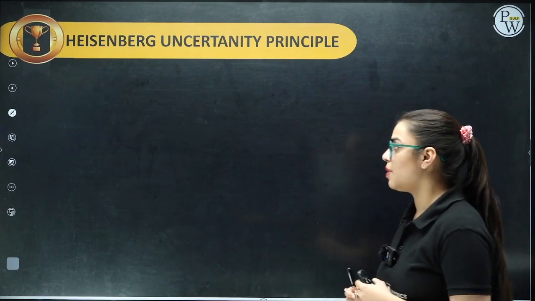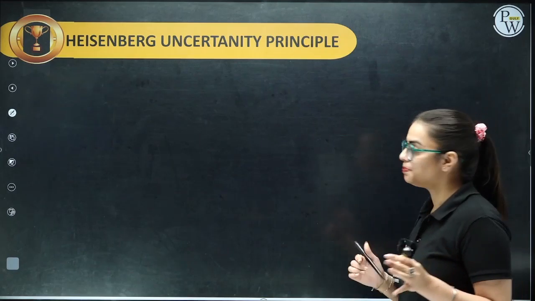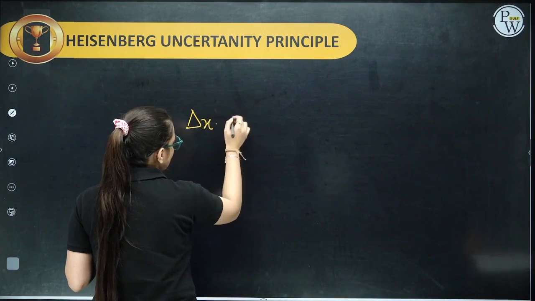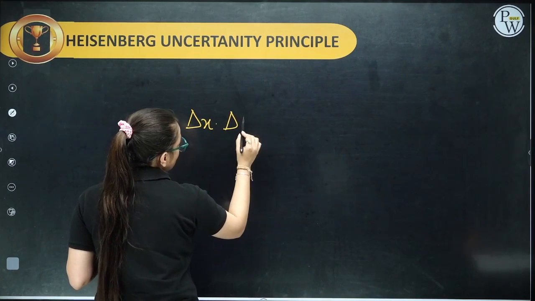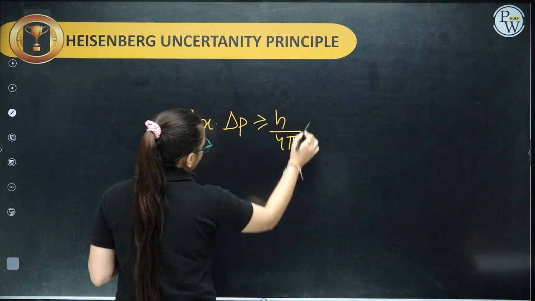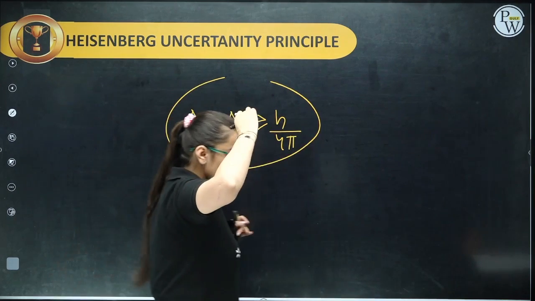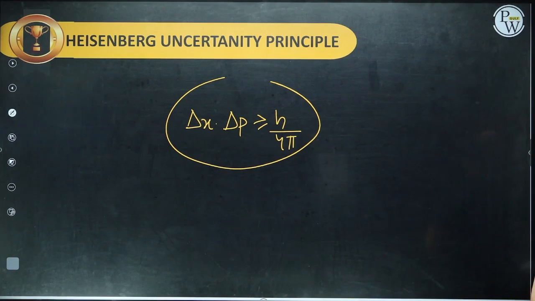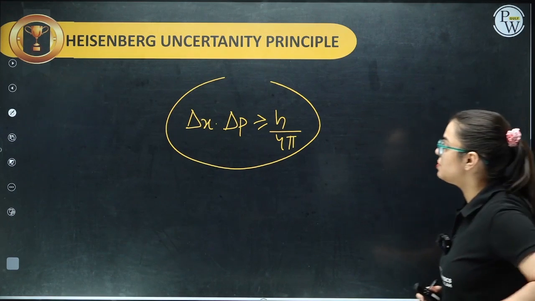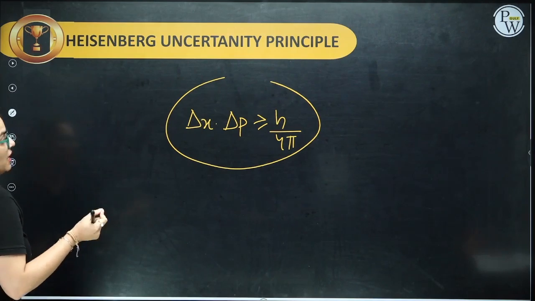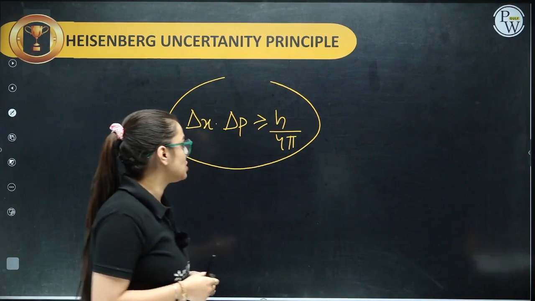Let us understand about the Heisenberg uncertainty principle. This is change in position and this is change in your momentum. It is more or equal to h by 4 pi. This is the formula for Heisenberg uncertainty principle. Yes, students. When it is impossible to determine the exact position and the momentum, then Heisenberg uncertainty principle was introduced.